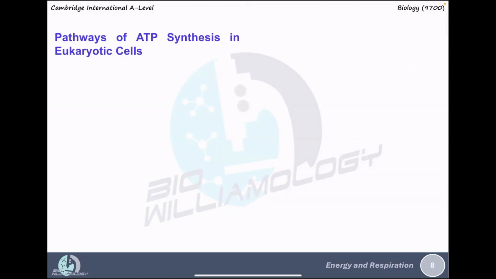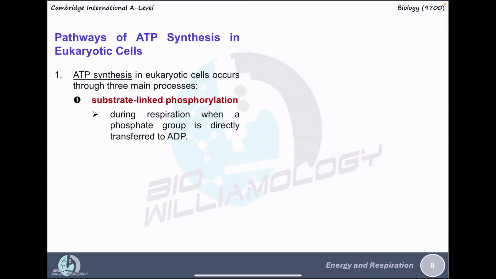So how can ATP be synthesized in eukaryotic cells? Okay, our focus is on eukaryotic cells. There are three main processes. First of all, through substrate-linked phosphorylation. This process occurs during respiration when a phosphate group is directly transferred to ADP to form ATP.